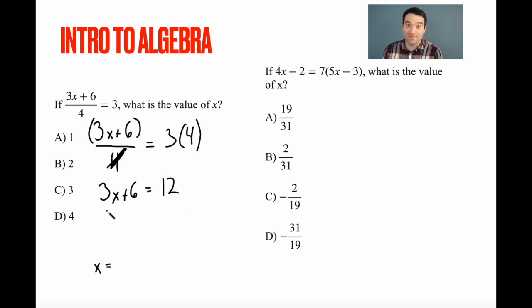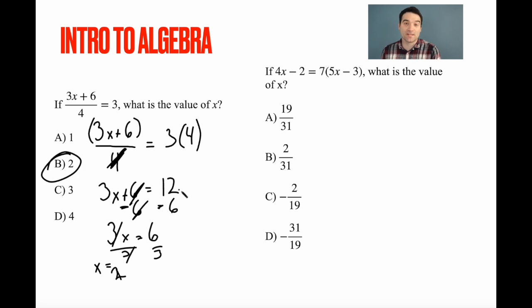Okay, well, now I'm back where I was in the other question. Let me undo this addition with a subtraction. So that goes away, and I'm left with 3x equals 6. And now I'm going to divide both sides by 3. There we go, chop, chop, and I get that x equals 2. So the correct answer is B.